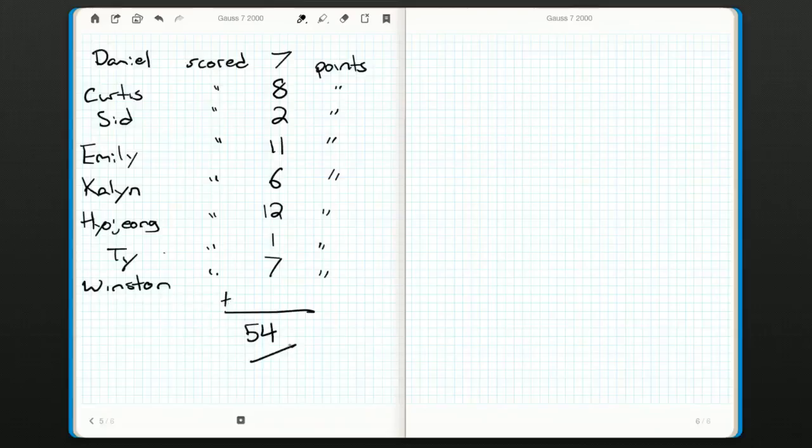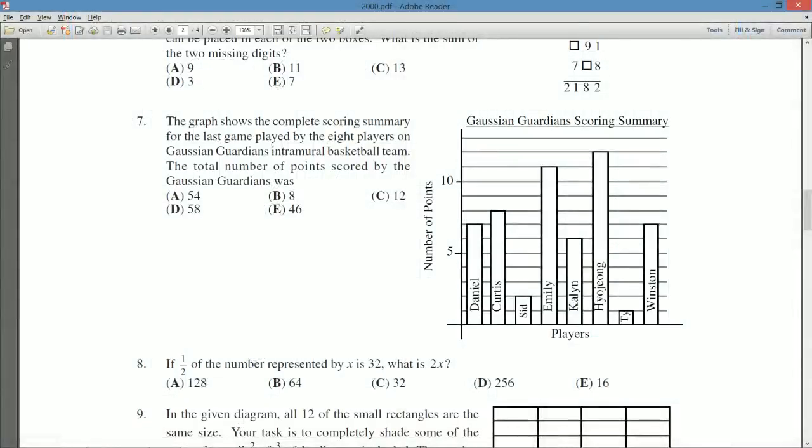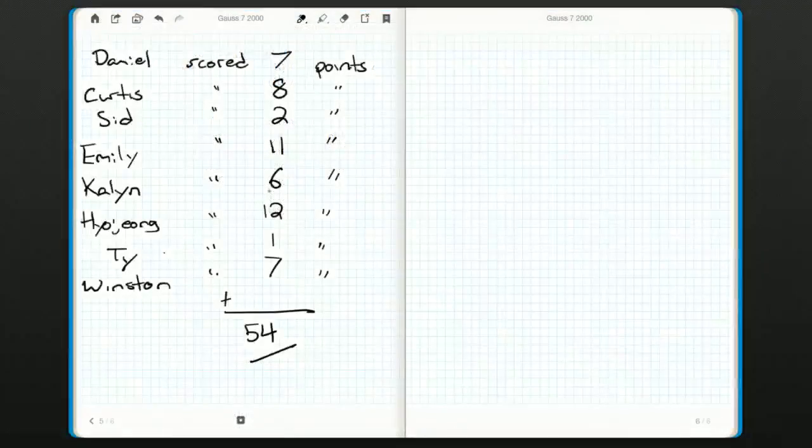Okay, now let's check. Is 54 one of the possibilities? Why, yes, it's the very first possibility. Okay, so if we're confident that we've read the chart correctly, we circle A and we move on to question number 8.